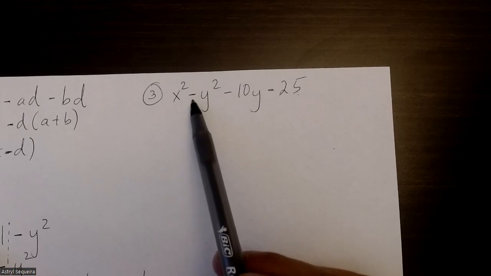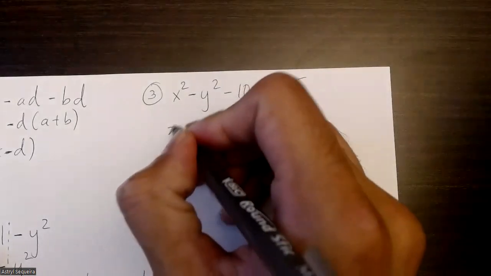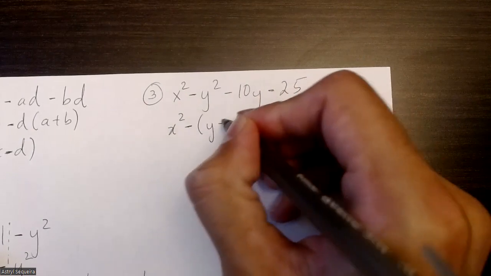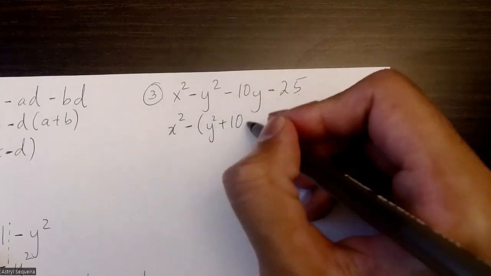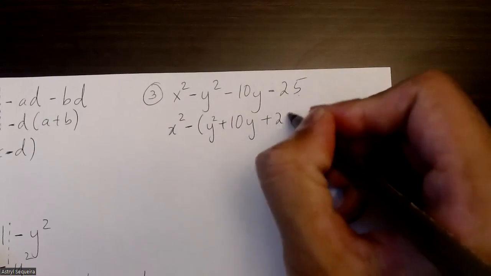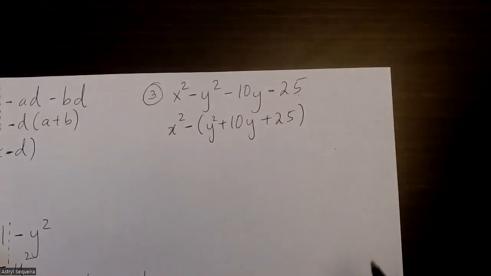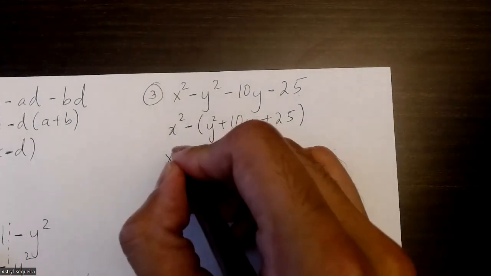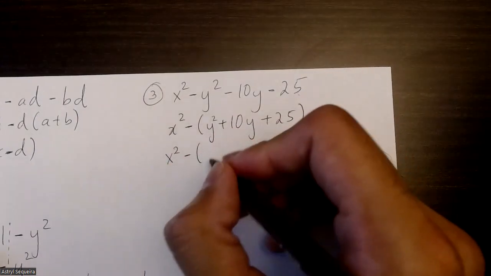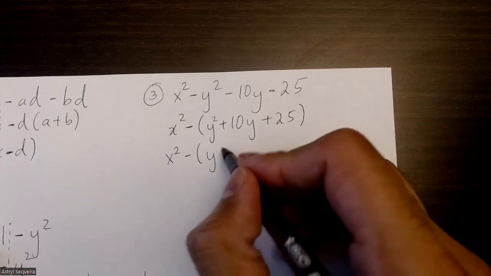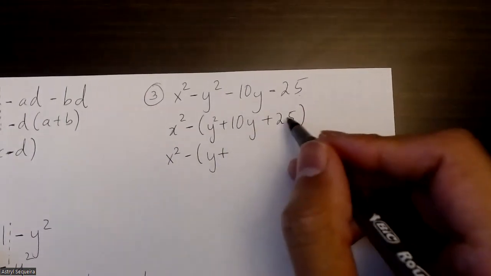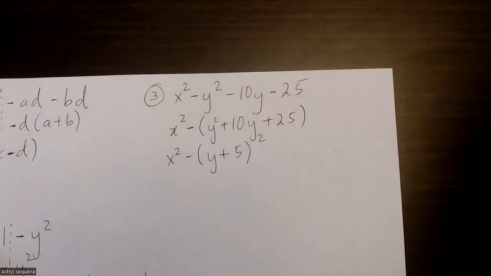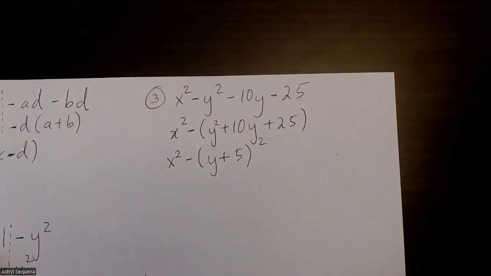But since I have a negative sign here, I actually have to start by factoring out a negative. And this is a step a lot of students forget. This will change all the signs in the bracket. And now when I perfect square this, square root of y squared is y, sign in the middle is going to be a plus, and square root of 25 is just 5. So I have y plus 5 squared.